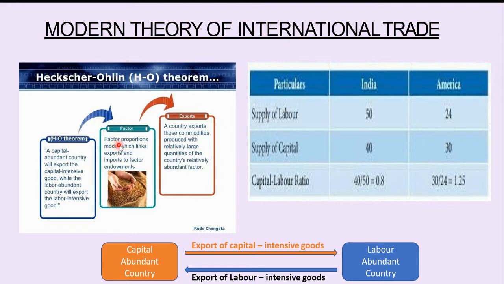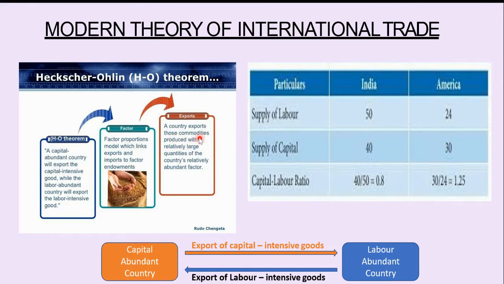There will be difference in the factor proportions. Factor proportions model which links export and import to factor endowments. You know what are factor endowments? The amount of labor, capital, land and entrepreneur available in a country is called factor endowment. Factor endowment means the amount of labor, land, capital, organization that could be exploited to manufacture within a country.